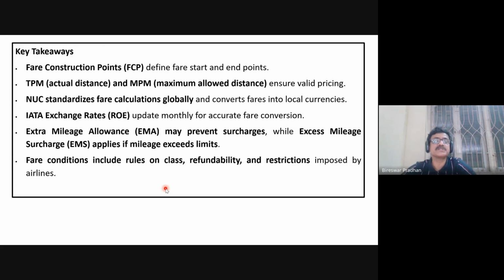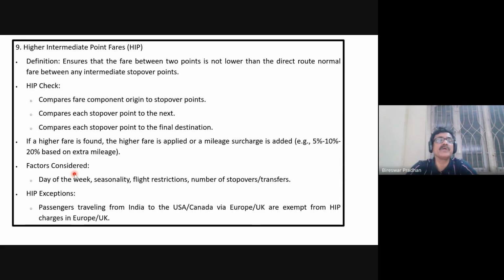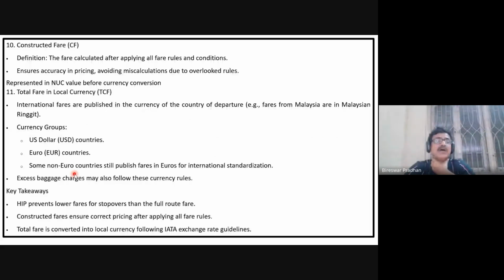Fare construction points define the fare from the start point to the end point. Keep the ticketed mileage and the maximum permitted mileage to ensure valid pricing. You should standardize for calculation globally and convert into local currency. The IATA exchange rate is updated monthly for accurate fare conversion. Extra mileage allowance may prevent the surcharge when meeting the mileage fare condition. Now the higher intermediate point, its definition and conditions.